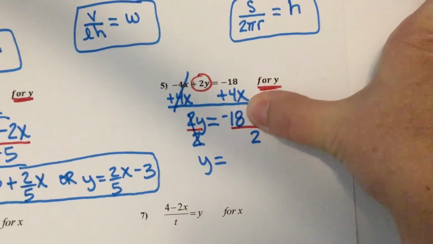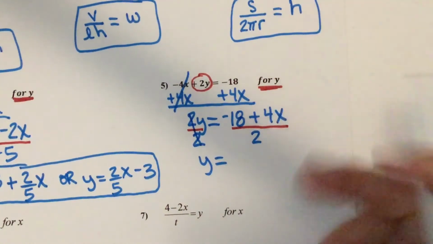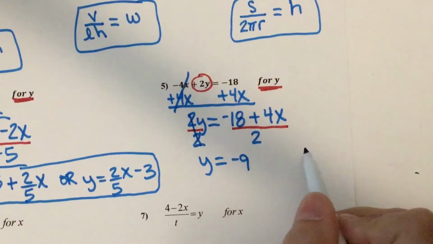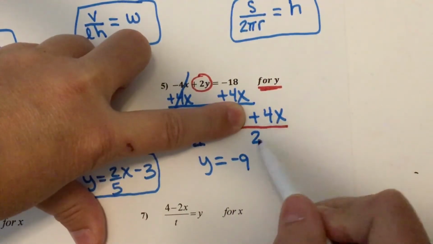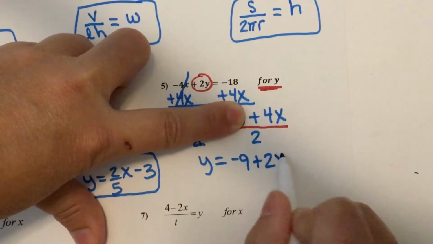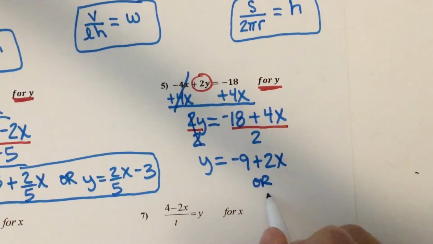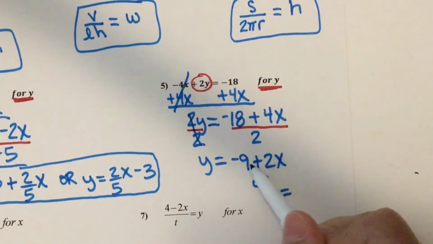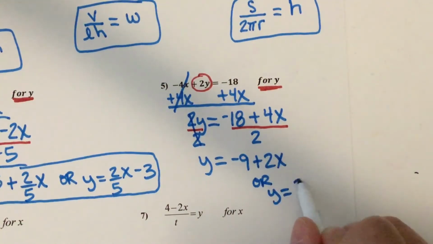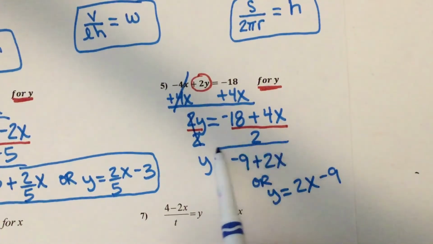So let's start with negative 18. What's negative 18 divided by 2? Negative 9. And then how about positive 4 divided by 2? A positive 2. Don't forget the little x. So you can either write it like that, or you can have it flipped, where you put the positive 2x first and the minus 9 in the back. Either way, they both mean the same thing.